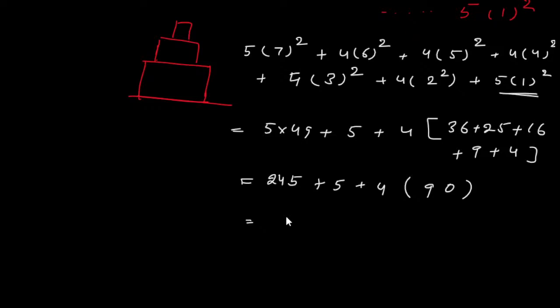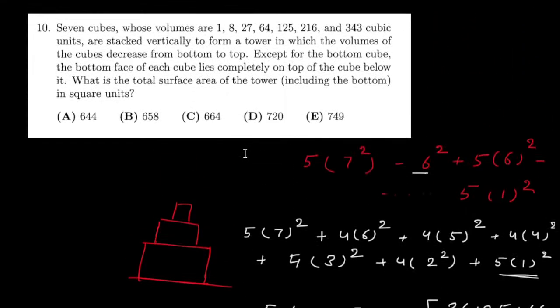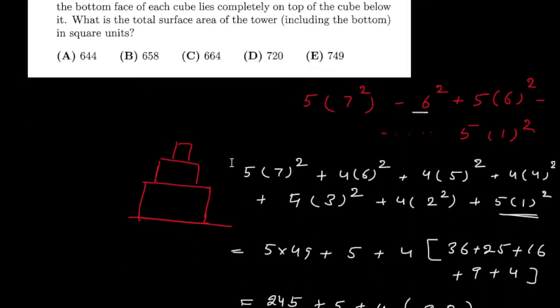Okay, so this is now 250 plus 360. So 250 plus 360, I will write 0 here, 6 plus 5 is 11 here, and 3 plus 3 is 6 here, 610. So roughly near about 610. Now 610 is not there.